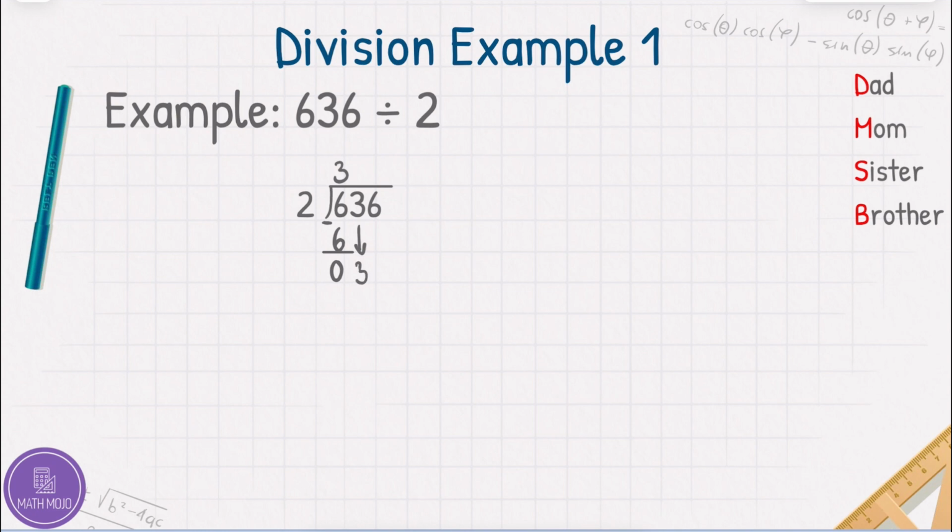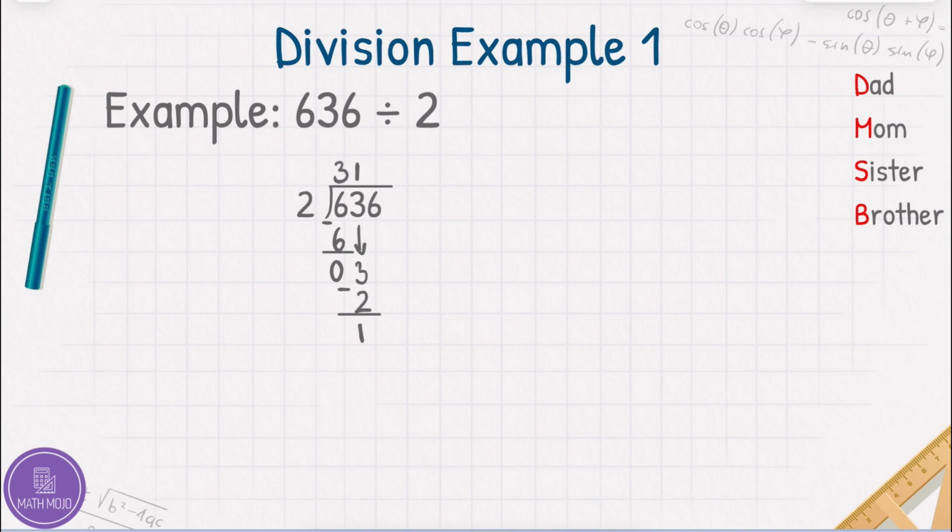So now we look at our 2 and think how many times can go into 3, which is 1. So we would put our 1 up here. And now we multiply. So we're at mom, we're at our second step. And we're going to do 1 times 2, which gives us 2. And then we have to subtract these numbers as well. So 3 minus 2 gives us 1. And now that was our subtraction step, so we're at the sister step.